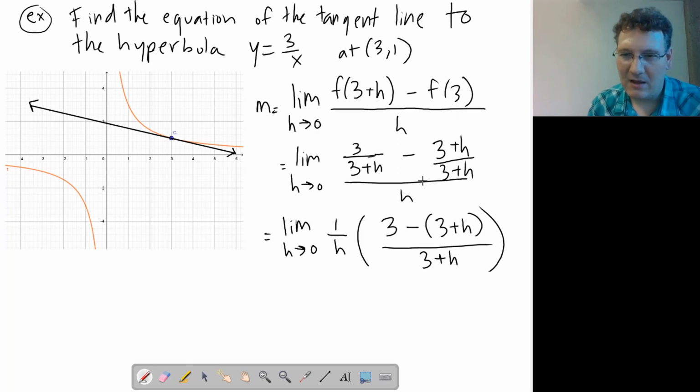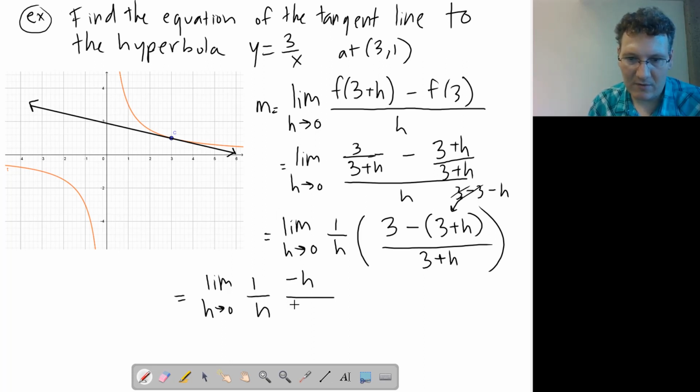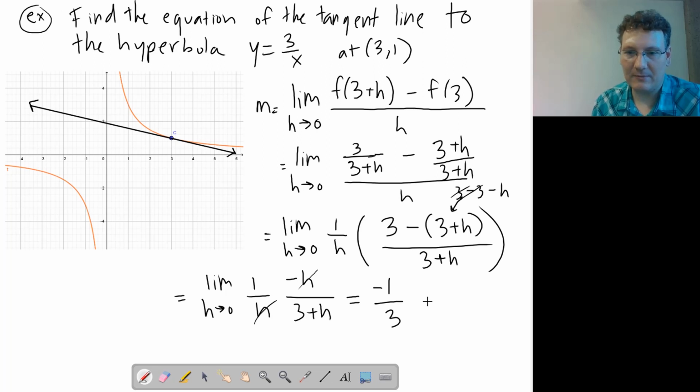All right? This numerator is 3 minus 3 plus h. If we distribute the minus, we have 3 minus 3 minus h, right? So the 3 minus 3 cancels, we get a minus h. This is the limit as h goes to 0 of 1 over h times negative h over 3 plus h. And it's here where we can do a little bit of canceling. We see that we have an h in the numerator and denominator, and those can cancel with each other. And now when h goes to 0, what we get is negative 1 over 3, negative 1/3.